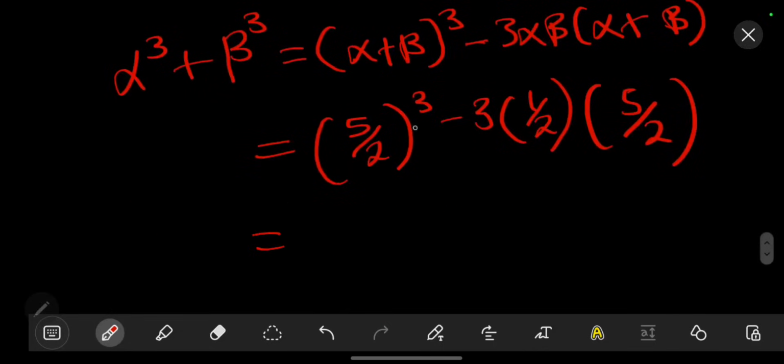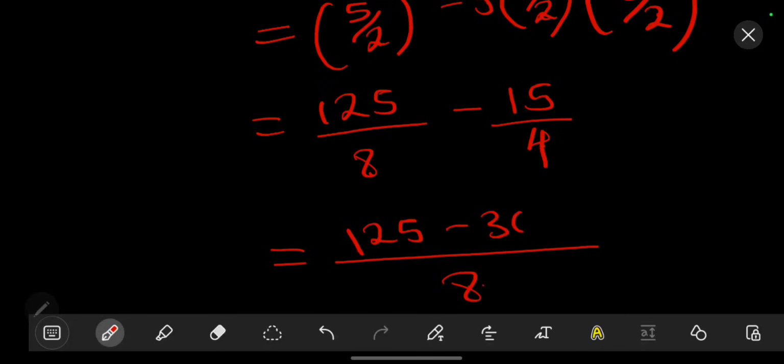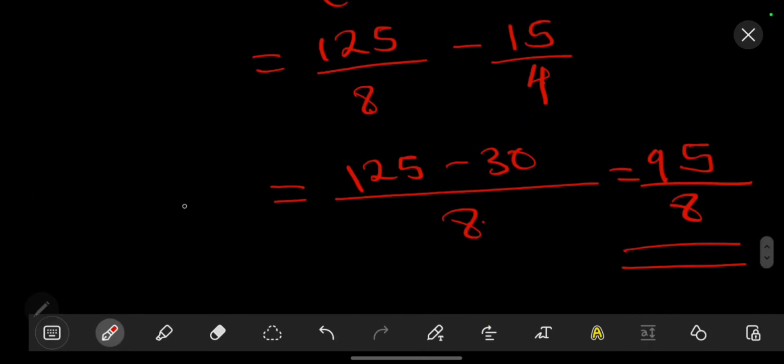Then 5 to the power 3 gives us 125 over 2 to the power 3, that's 8. 3 times 1 times 5 will give us a negative 15, over 2 times 2, which gives us 4. Find the common denominator, which is 8. 8 divided by 8 is 1 times 125, it will give us 125. 8 divided by 4 gives us 2 times 15, which is negative 30. Then 125 minus 30 gives us 95 over 8. So this is the value of alpha cubed plus beta cubed, like that.